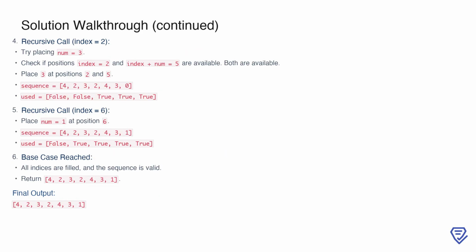Finally, at index equals 6, the only remaining number is 1, which occupies one position. We place 1 at index equals 6, resulting in the final sequence 4, 2, 3, 2, 4, 3, 1. At this point, all indices are filled, and the sequence is valid. The recursive process concludes, and the output for this example is 4, 2, 3, 2, 4, 3, 1. This demonstrates how the algorithm constructs the lexicographically largest valid sequence by attempting to place the largest available number at each step while adhering to the validity constraints.